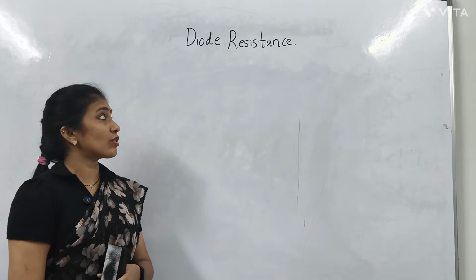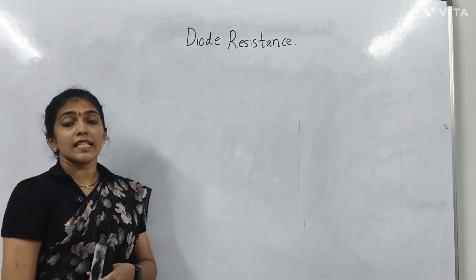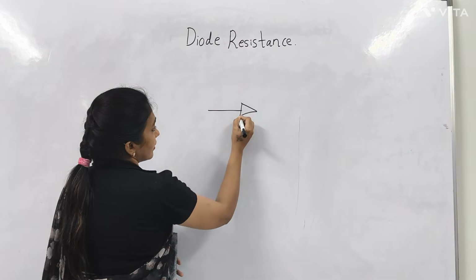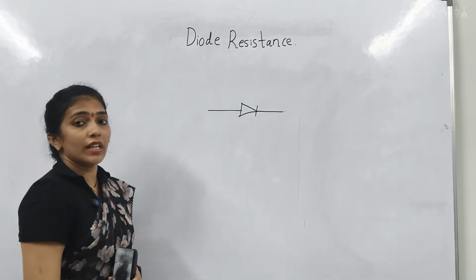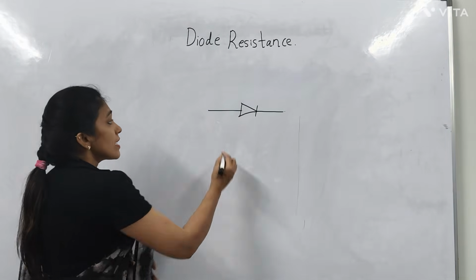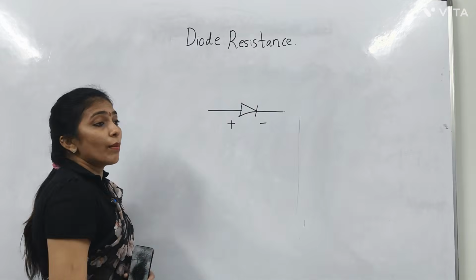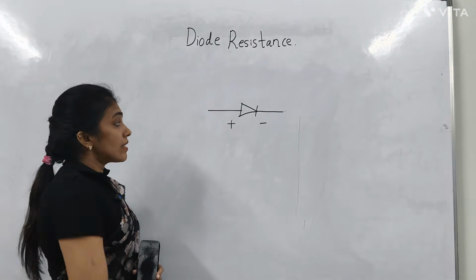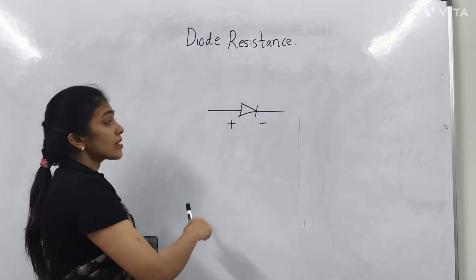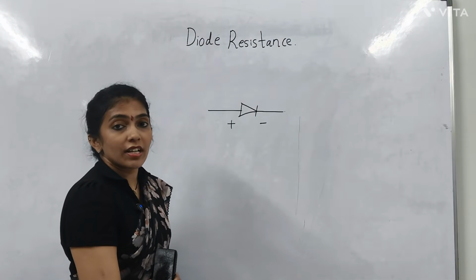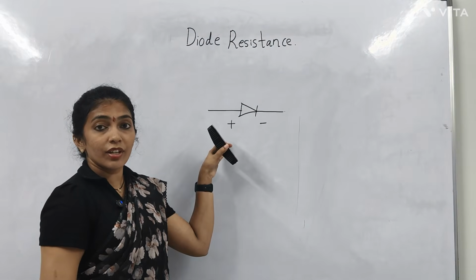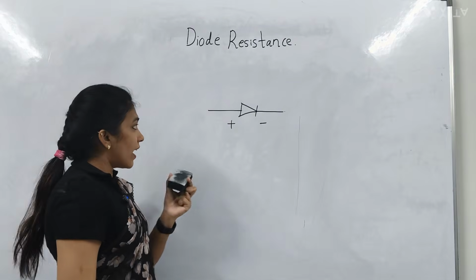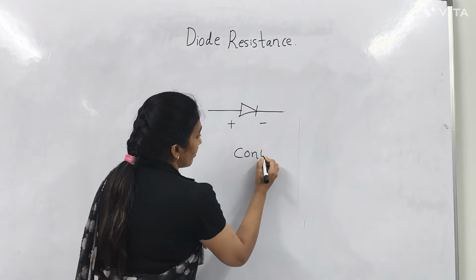Hello students, today our topic is the resistance of a diode. We know the function of a diode. The main function of a diode is to allow the current in a single direction, from positive to negative, or else from the high concentration region to the low concentration region. Whenever we use the diode, it will be controlling the current.